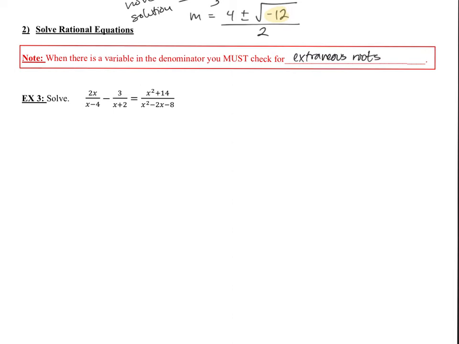Alright, or what you're going to do is you're going to check to see if your answer makes the denominator equal to 0. And if it does, we cannot use that number. Because remember, we cannot have 0 in the denominator. So just looking right here, I know we can't let x equal 4. Why not? Well, if I plug 4 into that binomial, x minus 4, then I'll get 4 minus 4, which equals 0. I can't have 0 in the denominator, so I know x cannot equal 4.